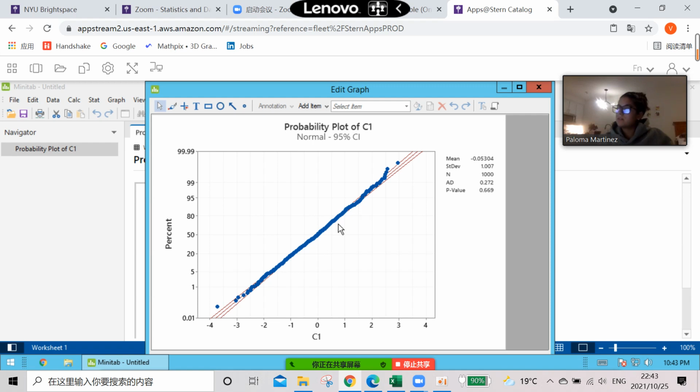Oh, okay. Because that's what I'm doing. I just generated a 1,000 data set from a normal distribution. So when I plot that in a QQ plot, it's very straight.